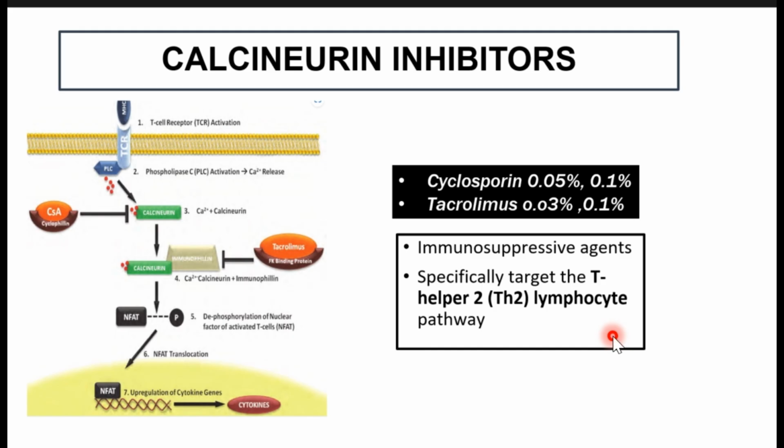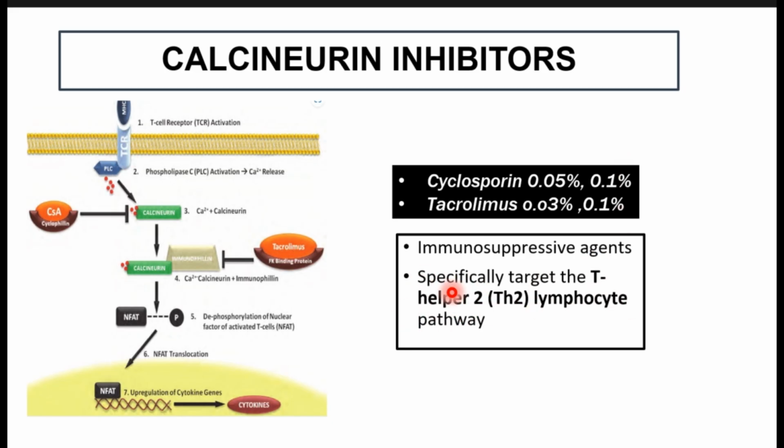Okay, so I hope you understood exactly how the antigen is presented to the mast cell. Similarly, something similar happens in the T cell as well. The T cell has this T cell receptor, and you can see this MHC molecule which is carrying the antigen is presenting the allergen or antigen to the T cell receptor, right? So these immunomodulators basically are immunosuppressive agents, and they're going to specifically target the T helper 2 lymphocyte pathway.